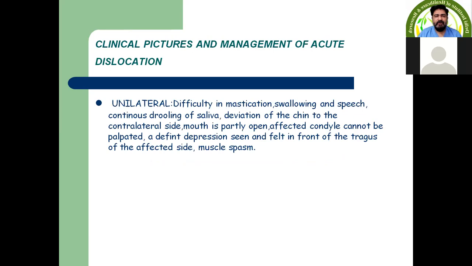Clinical picture and management of acute unilateral dislocation: difficulty in mastication, swallowing and speech, continuous drooling of saliva, deviation of the chin to the contralateral side. The mouth is partly open and the affected condyle cannot be palpated. A definite depression is seen and felt in front of the tragus. This is the tragus. In front of the tragus you will feel this depression on the affected side, and there is muscle spasm also.